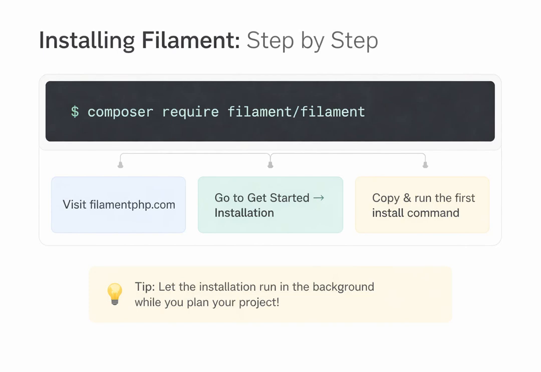The installation process is straightforward. You go to the Filament PHP website, navigate to the Get Started section, and then head into the installation page. From there, you copy the very first command listed, which is the composer require command, and paste it into your terminal. Then you just let it run. And here's a really practical piece of advice from the instructor. While that installation is running in the background, don't just sit there waiting. Use that time productively to start planning your project. That's exactly what we're going to do next.